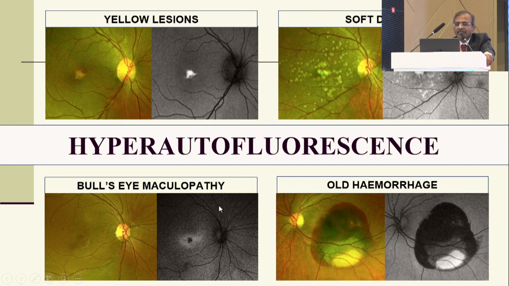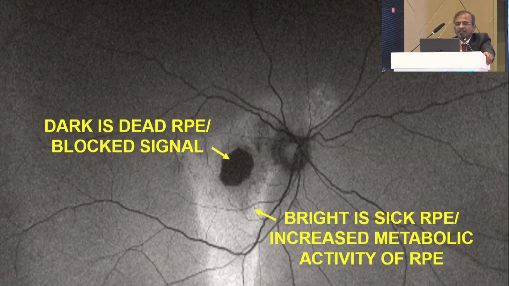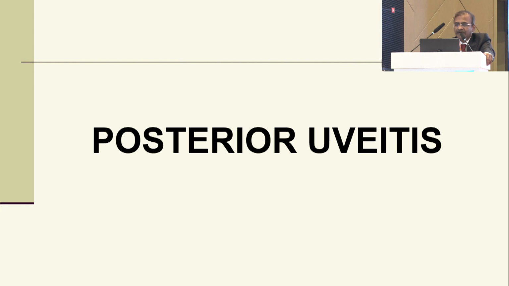Bullseye maculopathy, very typical. The center will be hypo-autofluorescent with a peripheral ring of hyperautofluorescence. And old hemorrhages which are organized will become hyperautofluorescent. So in short, dark is dead and bright is sick or increased metabolic activity.